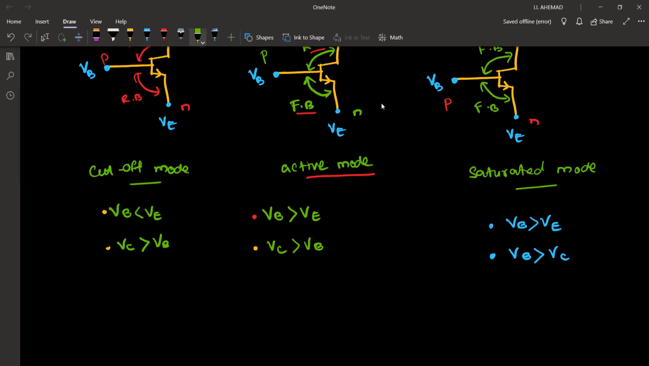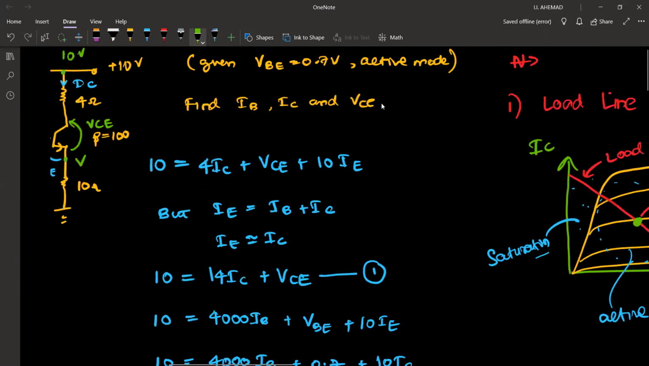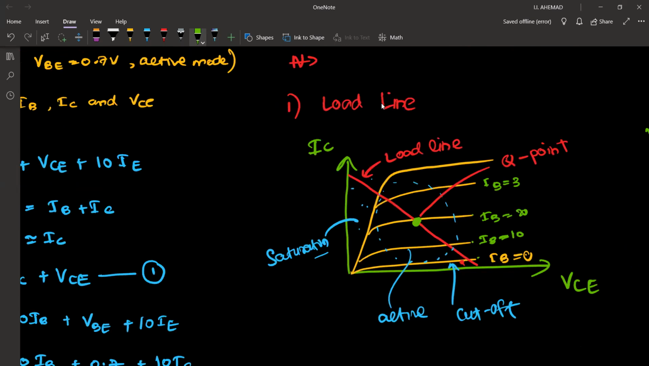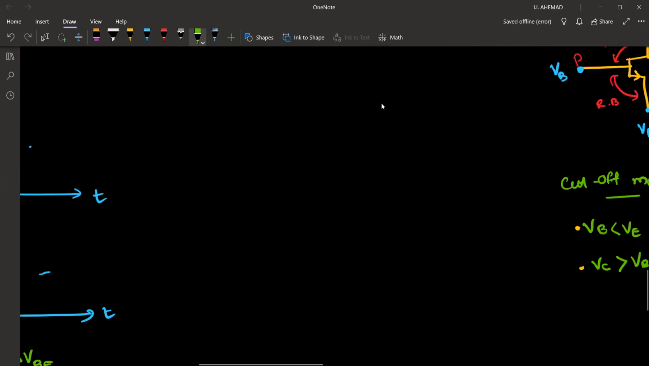When you are doing questions, in the past paper or anything, when they say it is in the saturated mode, you can consider VCE is equal to 0, okay? Almost equal to 0. Because in this graph, can you remember the output graph? Here, look, this is the saturation point. During that time, we will have a value for VCE, but that is very close to 0. So you can make the assumption that VCE is equal to 0 and do the question.